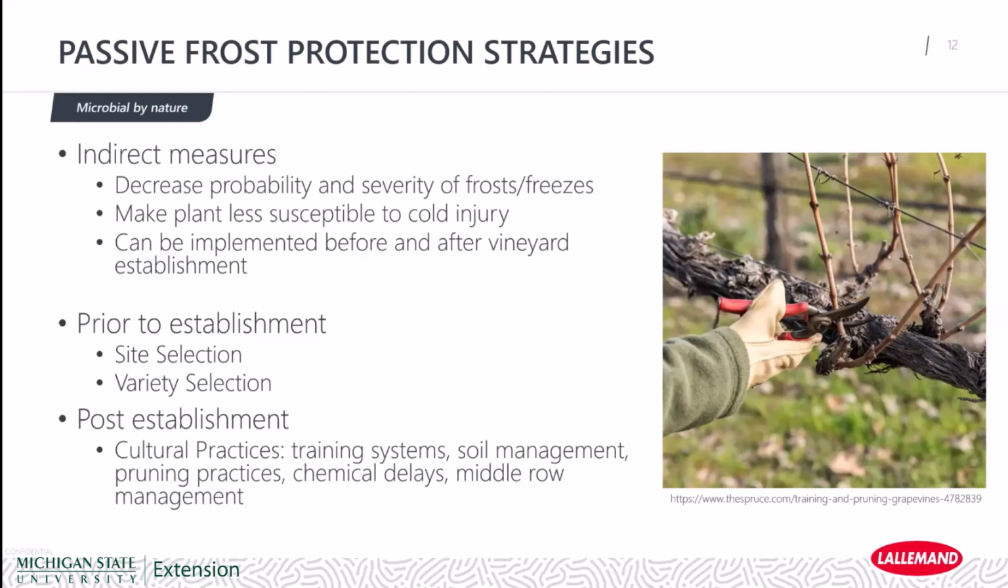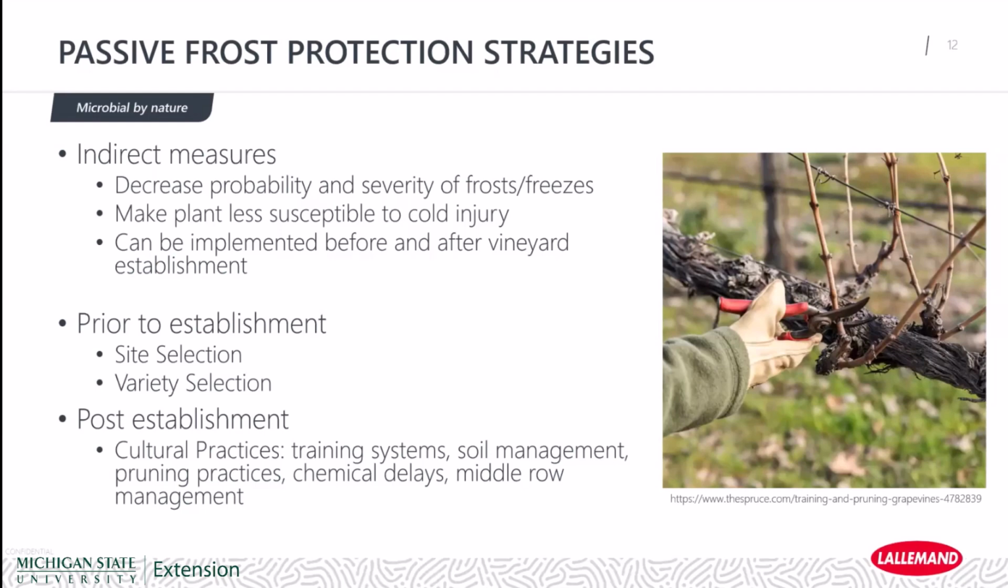So they will make plants less susceptible to cold injury, and they are typically some are implemented before and some are implemented after, but I would argue that the protection strategies implemented before vineyard establishment are going to be the ones that have the biggest return on investment. So those that can be considered before establishment are your site selection and your variety selection. We'll talk more in depth about site and variety in the coming slides.